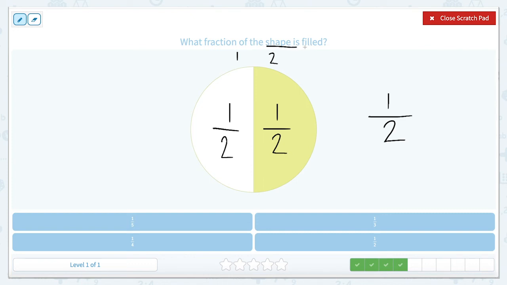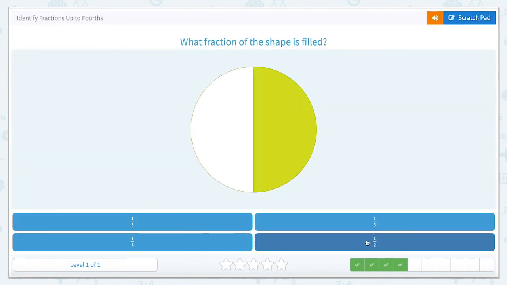They want to know what fraction of the shape is filled. Well, that would be this part of our lovely circle. So this part is equal to 1/2. So let's close that scratch pad and find 1/2.